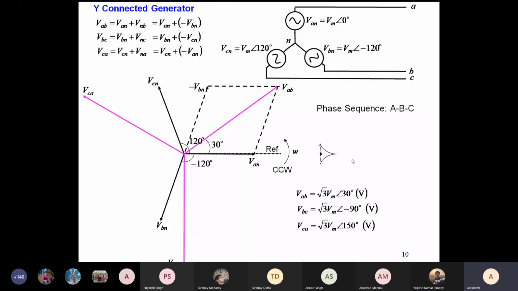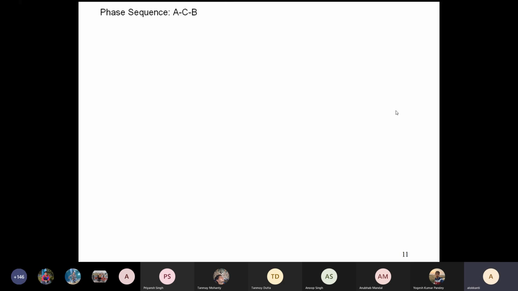So this is the Y-connected generator with the phase sequence ABC. Now suppose I change the phase sequence to ACB. Find the line voltages for the phase sequence ACB. As soon as I tell you ACB, what can you do? You can write down the voltage equations.